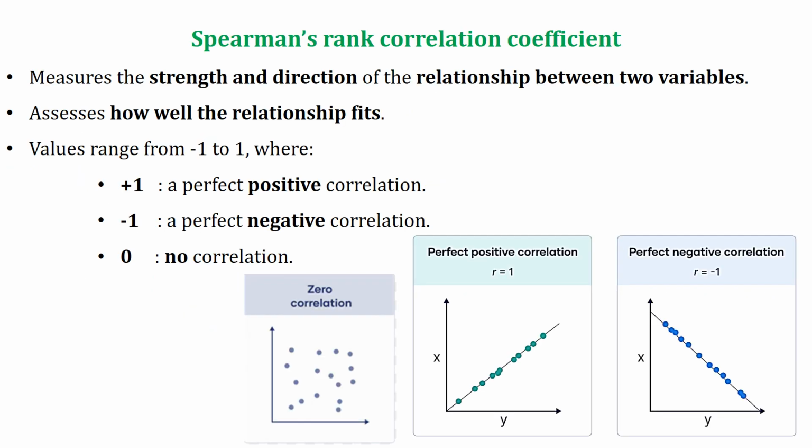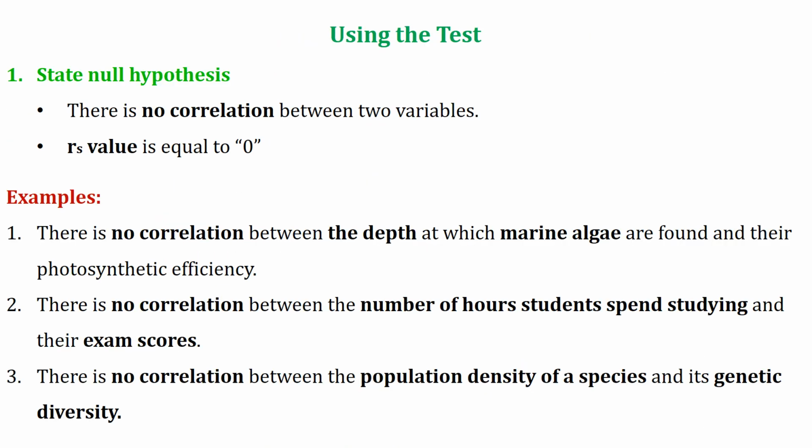Spearman rank is used to measure the strength and direction of a relationship between two variables. It gives a value of +1 for perfect positive correlation, -1 for perfect negative correlation, and 0 for no correlation. Let's look at some null hypotheses for the Spearman test. There's no correlation between algae depth and photosynthesis. There's no correlation between study hours and exam scores. There's no correlation between population density and genetic diversity.